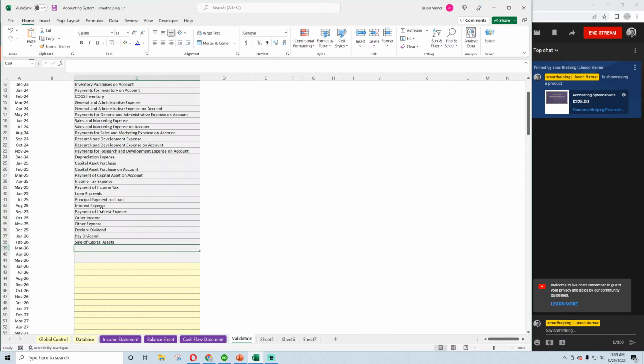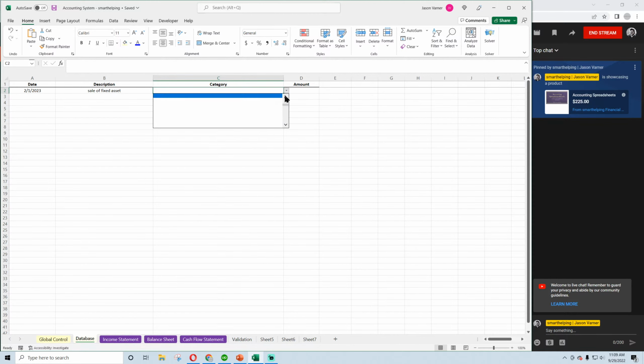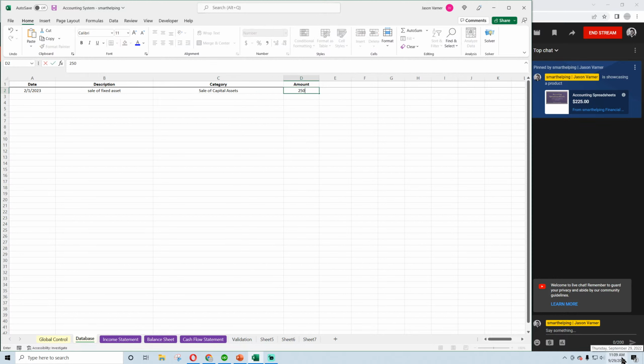And you have to use other income for the gain, if there's a gain. Then we'll do the loss, which I'm assuming is going to be the same thing, but we just use other expense instead. Okay, so sale of capital assets. Let's say we sell an asset, whatever it might be, for 25,000.